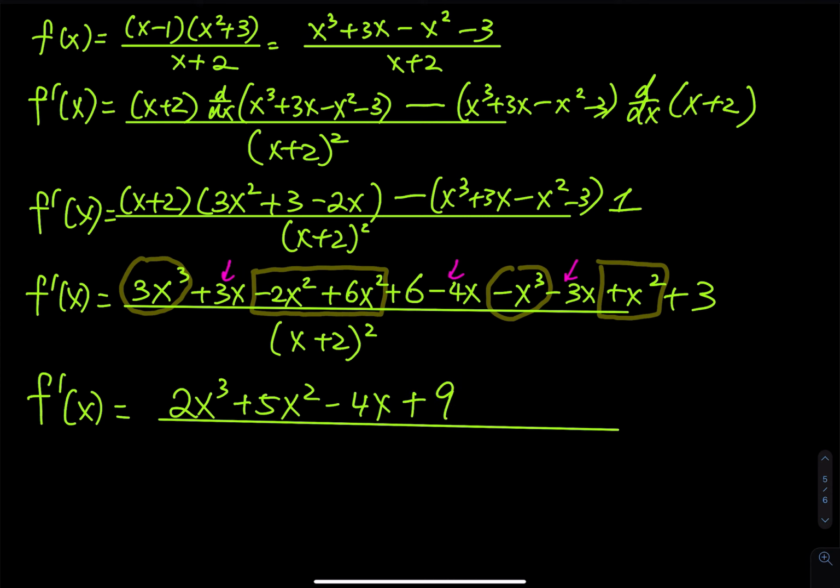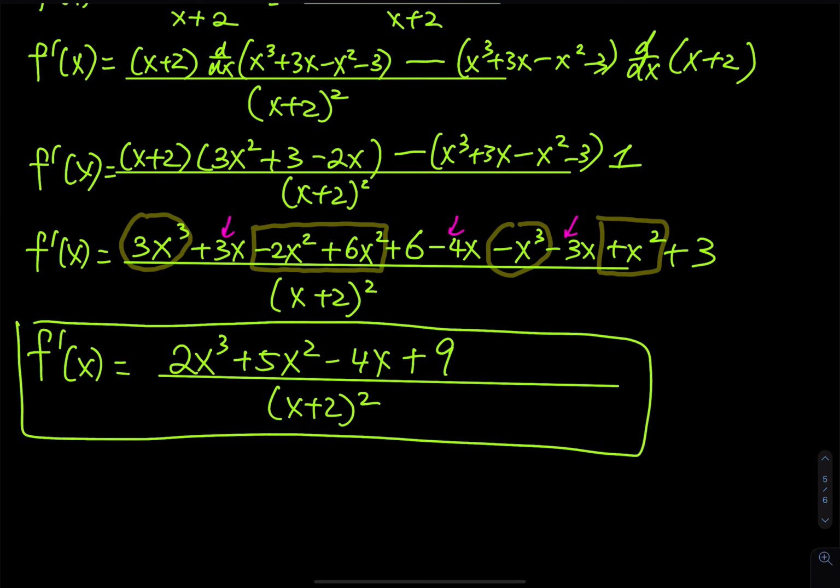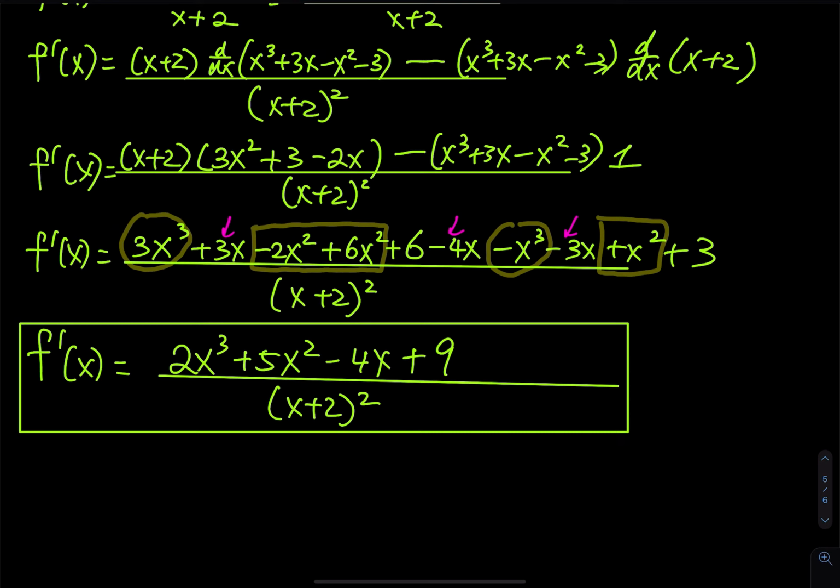Did I get everything right? 3 minus 1 is equal to 2. Negative 2 plus 6 is 4. 4 plus 1 is 5. 3 minus 3 is gone. Minus 4, you have a minus 4x. And then constant 6 plus 3 equals 9. So everything looks good. And then don't forget that you have to square the denominator. So this is the final answer to the second function.